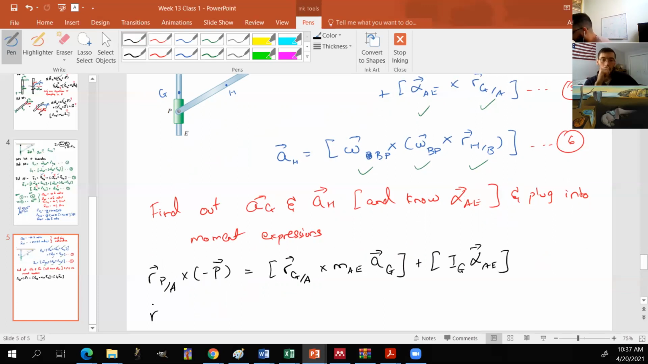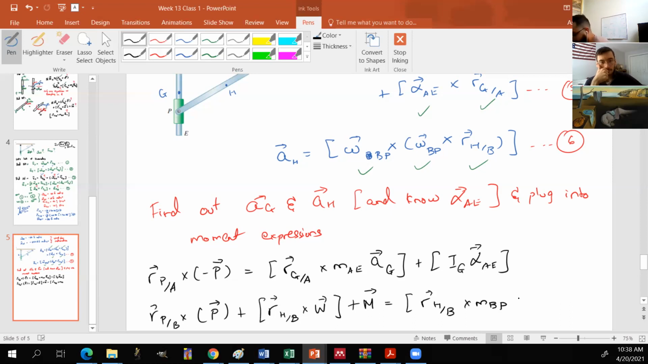And the second equation was, when you're looking at BP, you had R of P relative to B crossed with P. And remember, this is because the collar P is going to have equal and opposite reaction, so P over here. That plus you're also going to have a moment term for the weight. That was equal to, plus you also have your unknown applied moment, which is causing all of this motion. And that is just equal to R of H relative to B crossed with MBP times AH.